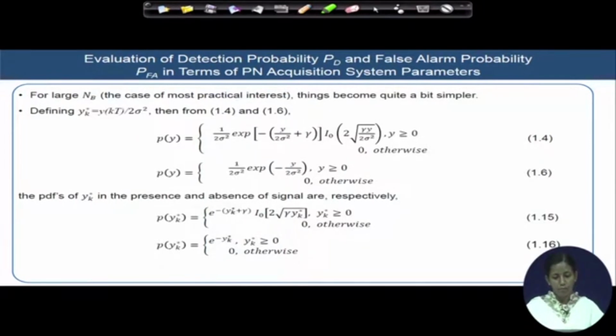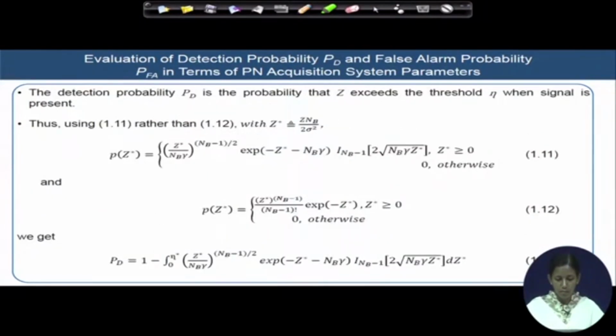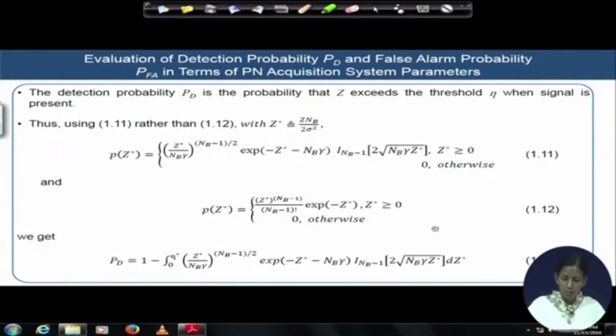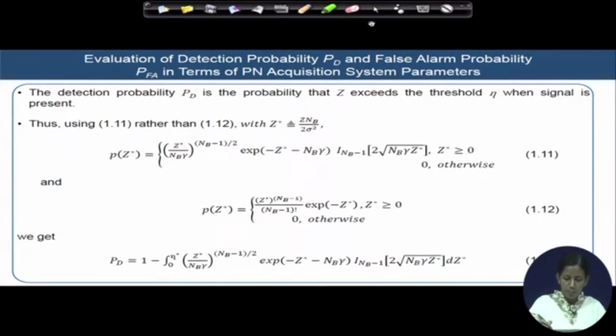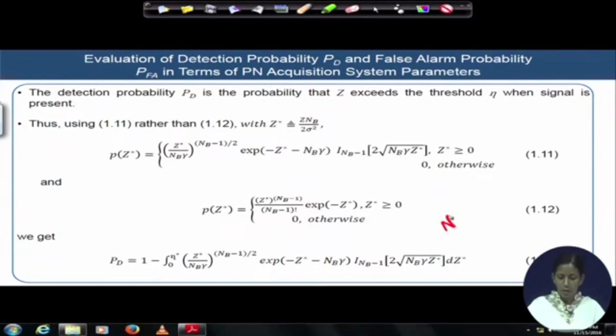Now, we have to go ahead with some assumption. Let us consider this NB. What is this NB? NB was there inside the probability distribution of the Z, and hence it is here also. NB, if you remember, was the number of the samples that you were getting. The number of the samples we wrote as tau d divided by capital T.